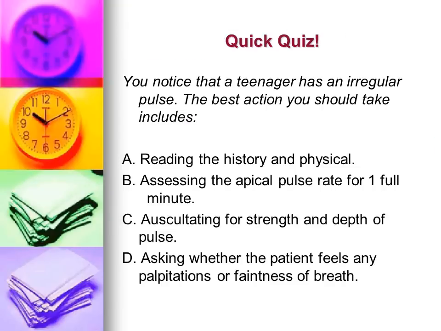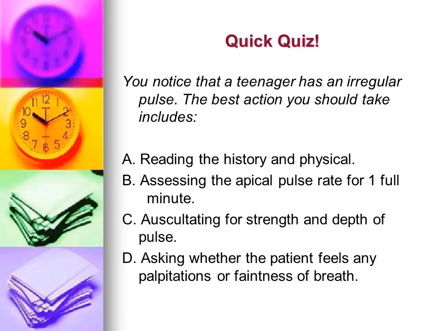Okay, it's time for another quiz to see what we've learned so far. You notice that a teenager has an irregular pulse. The best action you should take includes A. Reading the history and physical. B. Assessing the apical pulse rate for 1 full minute. C. Auscultating for strength and depth of the pulse. And D. Asking whether the patient feels any palpitations or shortness of breath.